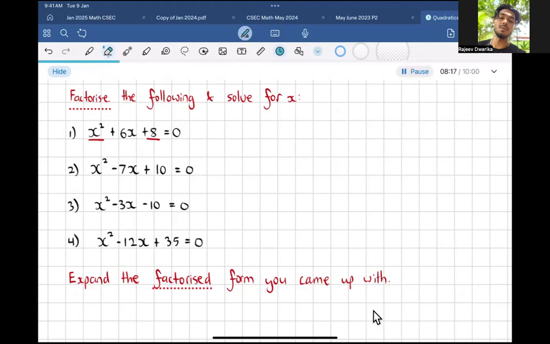So Haley, you figure out the answer for the first question. Yeah, I'm expanding it. All right, nice. And when you expand it, what are you supposed to get back? X squared plus 6x plus 8 equals 0. Perfect.